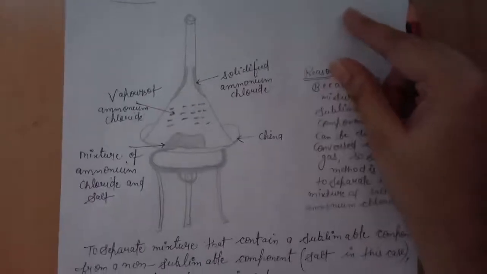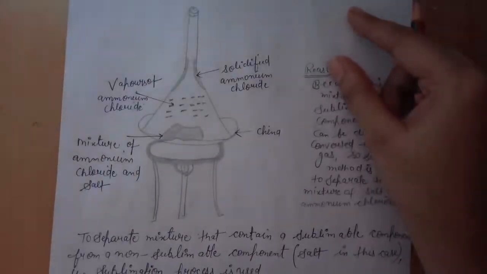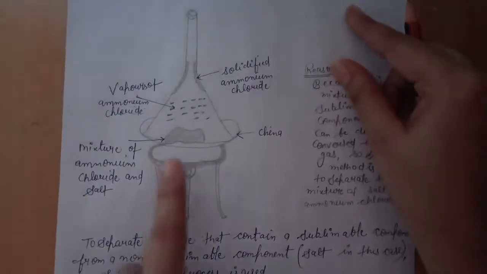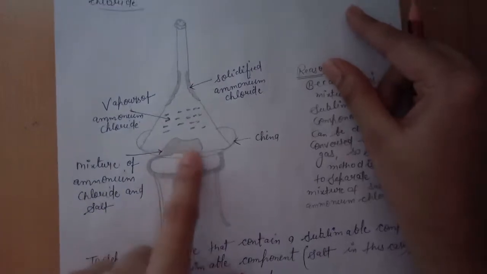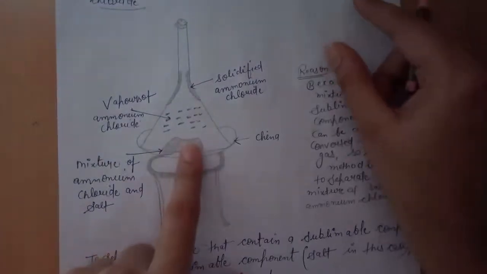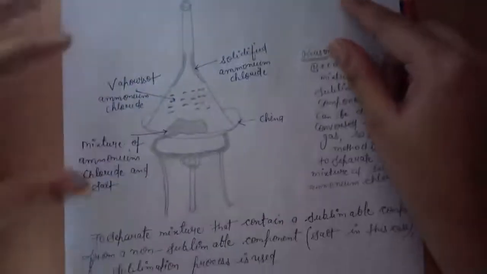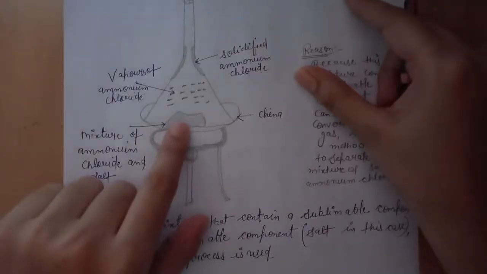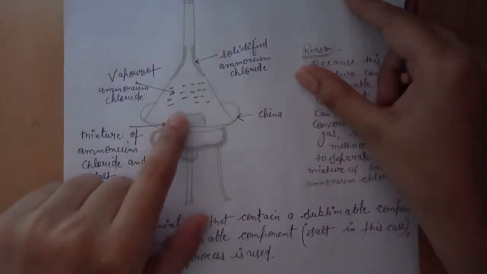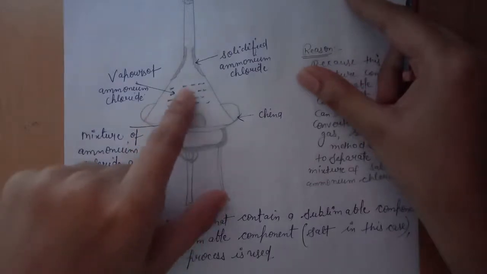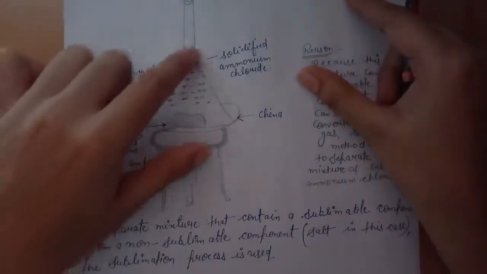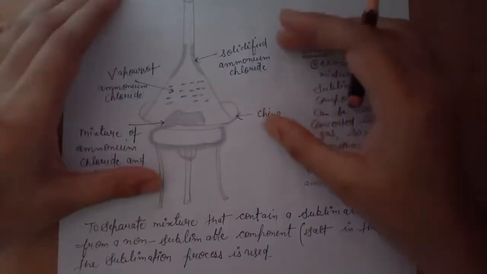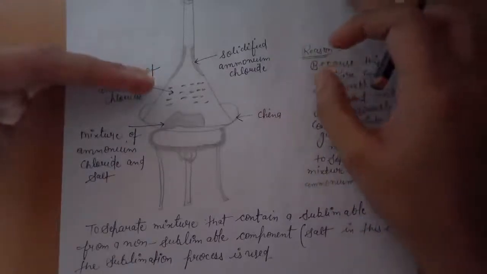Sublimation is the process by which a component is converted directly into gaseous form without coming into a liquid phase. So this is a mixture of ammonium chloride and salt, and it is heated. When this mixture is heated, ammonium chloride forms vapors, and when the vapors cool and condense, they get solidified on the walls of this funnel. So this method separates the ammonium chloride from the salt.